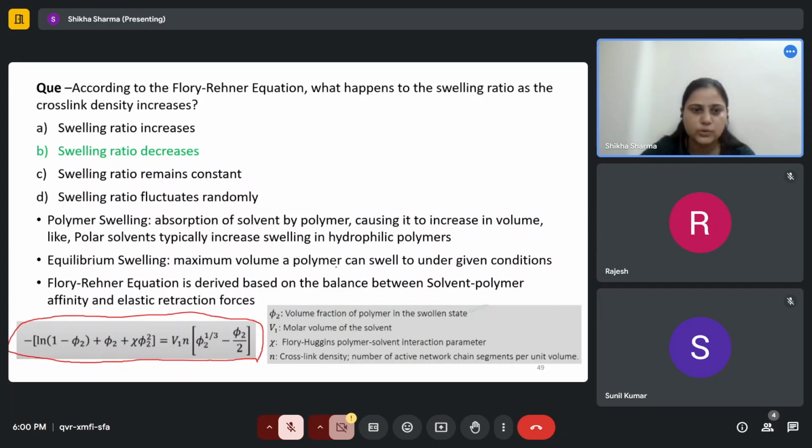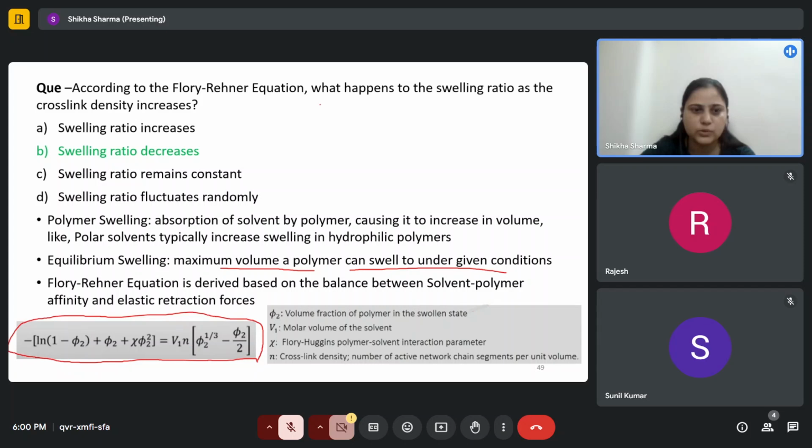At the equilibrium swelling, the maximum volume of the polymer will be reached, which it can swell to at the given condition, right? So we now know what polymer swelling is. When the polymer is in the solution and it increases its volume, it's polymer swelling. At equilibrium swelling, it will be the maximum volume or maximum swelling. And this is the Flory-Renner equation at the bottom.